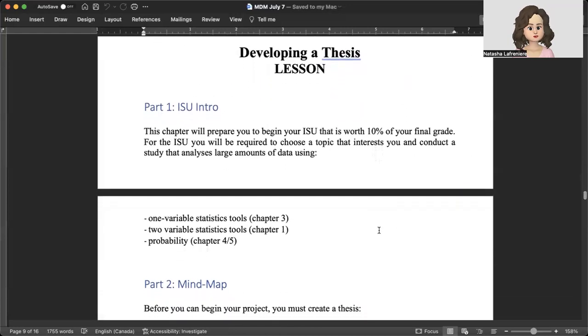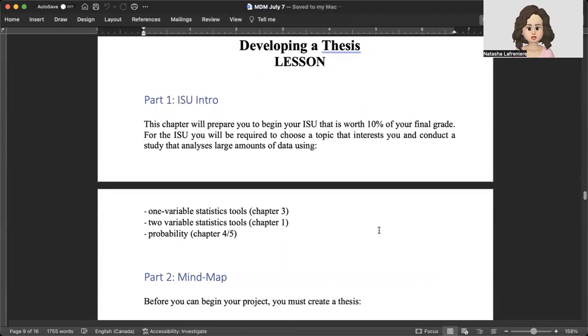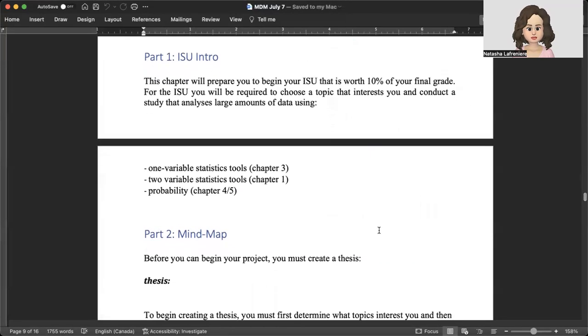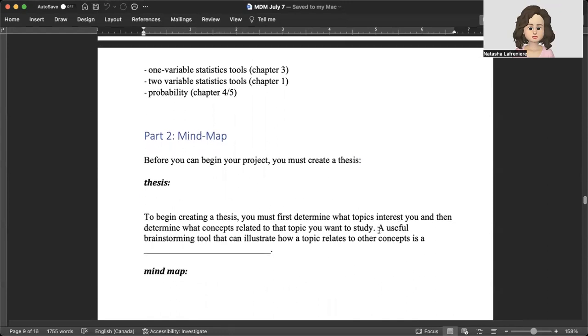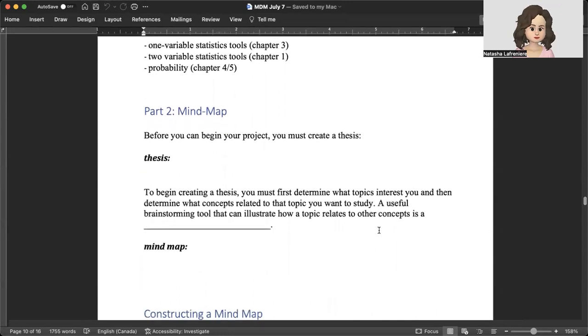So you're going to start working on your independent study unit. This is 10% of your final grade. It requires you to choose a topic that interests you and conduct a study to analyze large amounts of data using either a 1 variable statistic tool, which we'd see in Unit 3, a 2 variable statistic tool, that would be Unit 1, and then probability, which is Unit 4 and 5.